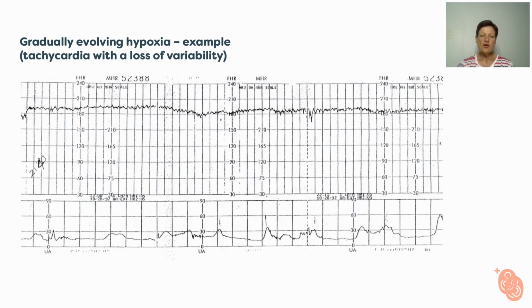Here is an example of tachycardia. You can see the fetal heart rate is above 180 beats per minute, and there's very little variability. So here we have tachycardia together with a loss of variability.